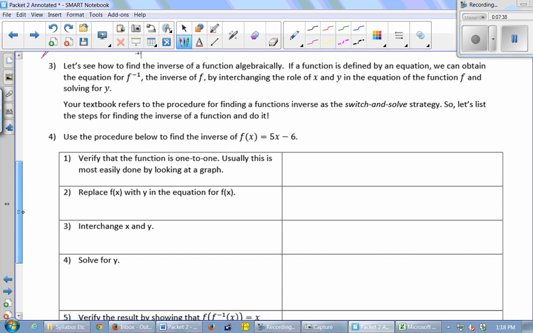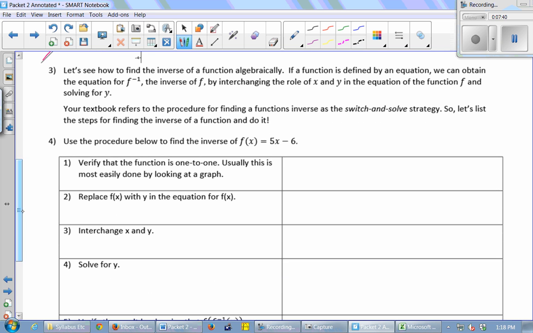Okay, so the last thing for today's demo is how to find the inverse of a function algebraically. If a function is defined by an equation, we can get an equation for its inverse by just changing the role of x and y and then solving for y. Your textbook refers to this procedure as the switch and solve strategy. So here are the steps, right?